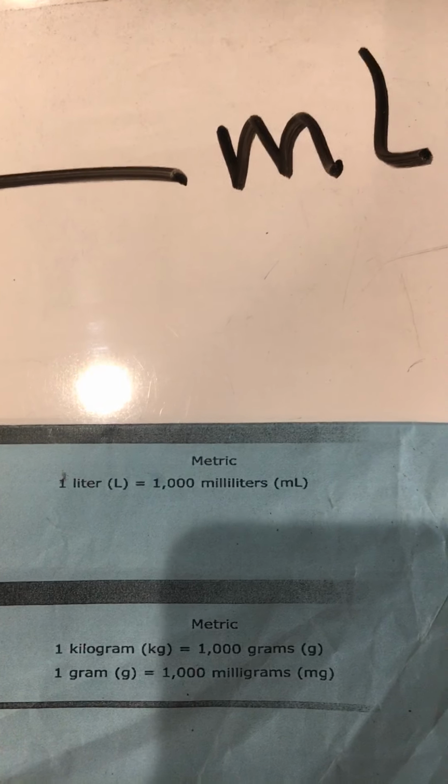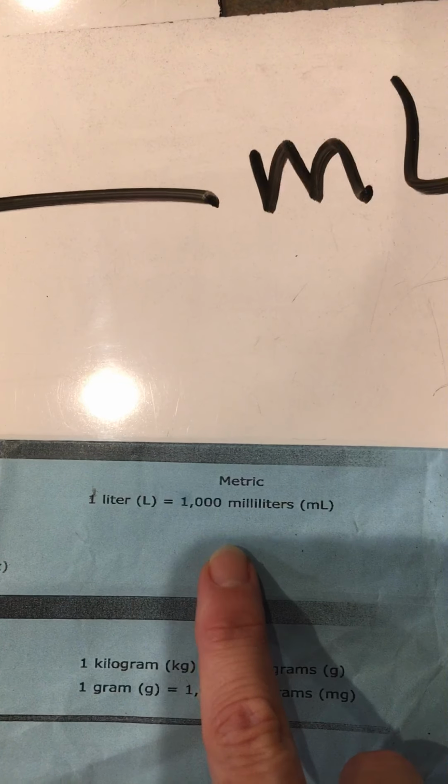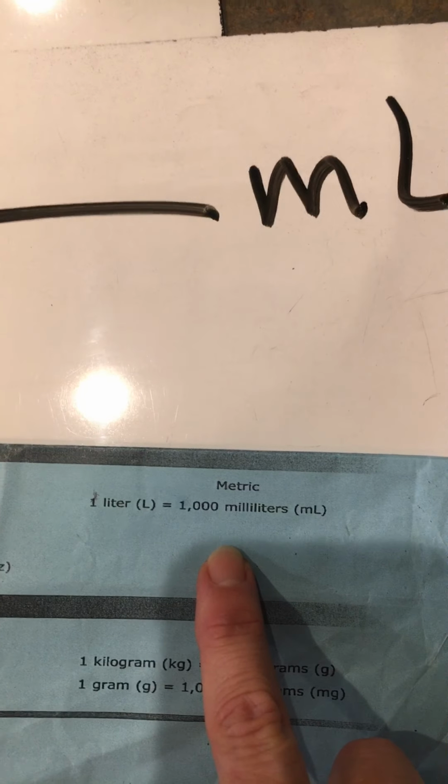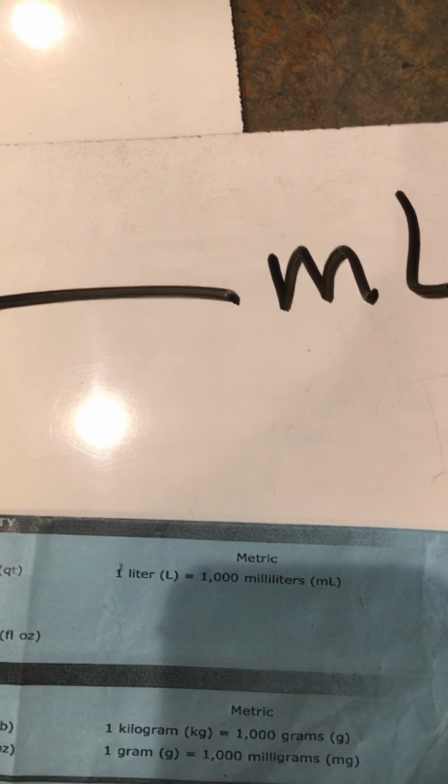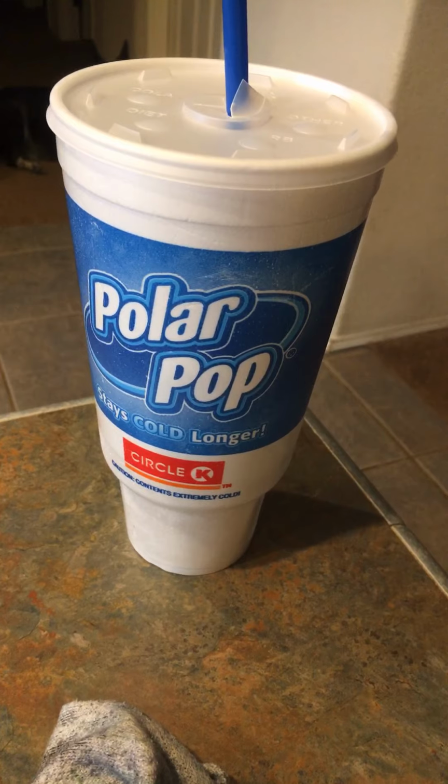So we're going to talk about metric capacity. The only measurement that we have to worry about in 5th grade is this one right here. 1 liter is 1,000 milliliters. A milliliter is like an eyedropper. It's very small. A liter is about like my Polar Pop cup or a Gatorade bottle. So that's the measurements that we're talking about.